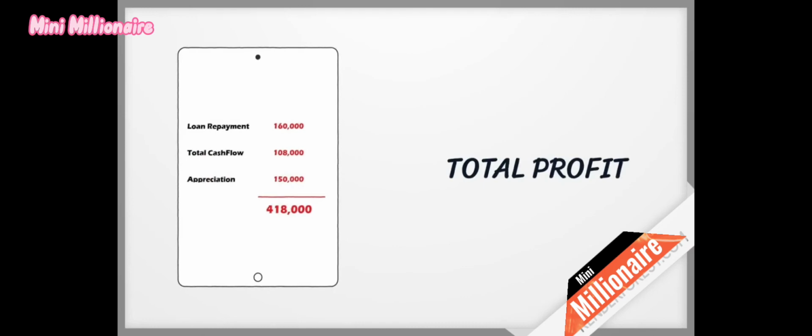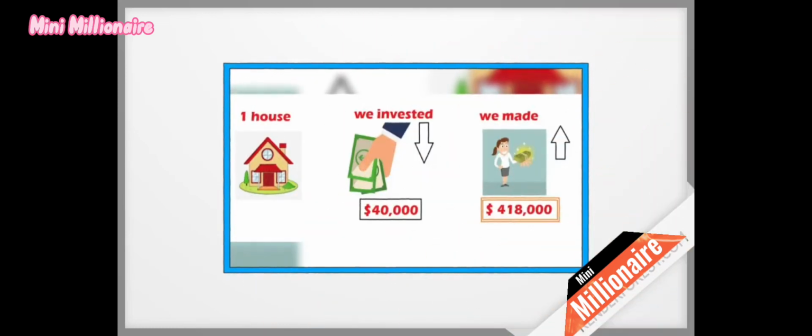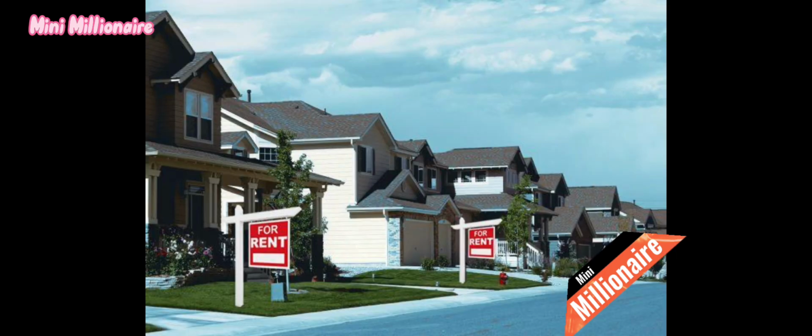So overall, from an investment of $40,000, we had one rental home. The total money we made is $418,000. Think about how much we can make if we invested in 5 homes, in 10 homes, or even more. This is the power of investing. It grows our money, and that is why we should not store money in the bank, but invest it wisely.